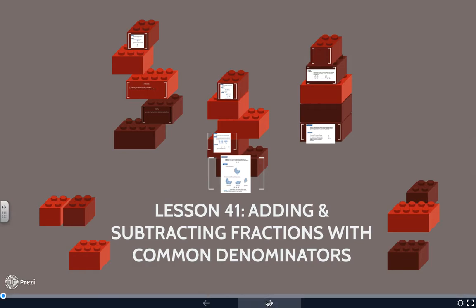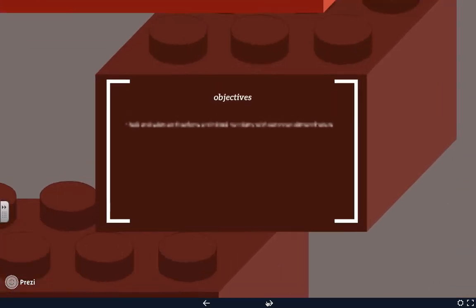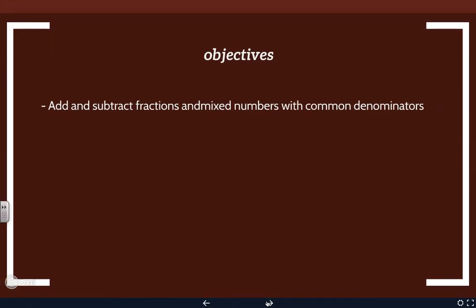Okay, so today what we're going to be doing is adding and subtracting fractions. We're going to add and subtract fractions and mixed numbers with common denominators.